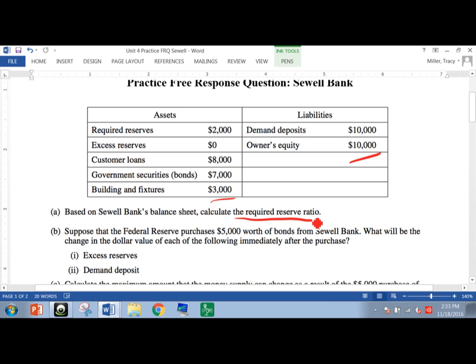So at first glance, it looks like the reserve ratio is going to be 10% because we have 20,000 on the right and 2,000 over here in the required reserves. But unfortunately, the owner's equity is not something that can be loaned out. Owner's equity is essentially, let's pretend the owner put $50,000 to start the bank.